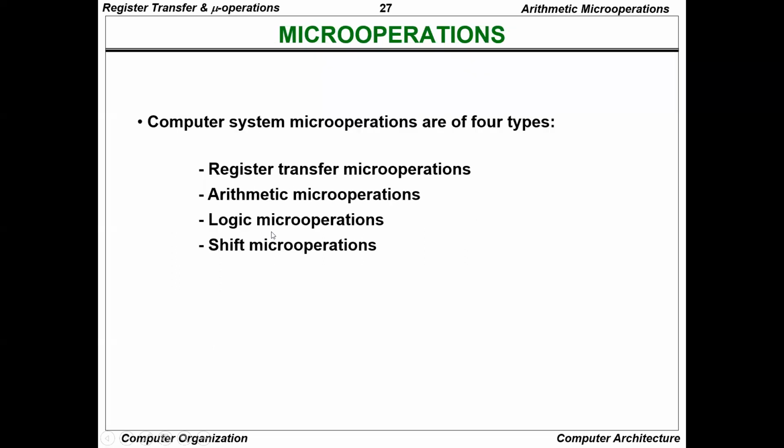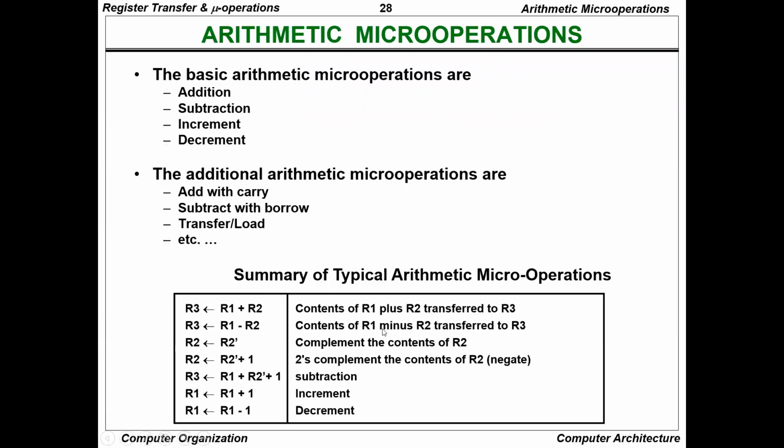So next is how many other types of micro operations are available? Register transfer micro operations that we have already discussed. And other than that, there are 3 types of micro operations. 3 तरह के और micro operations हैं जिनके बारे में हम लोग थोड़ा सा brief discussion करेंगे. What are those 3 types of micro operations? One is known as arithmetic, the second one is called logical, and the third one is called the shift micro operation.